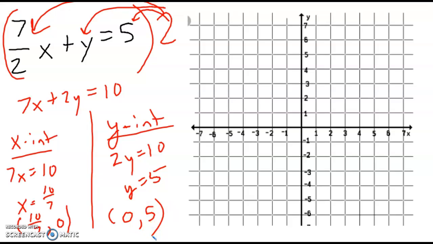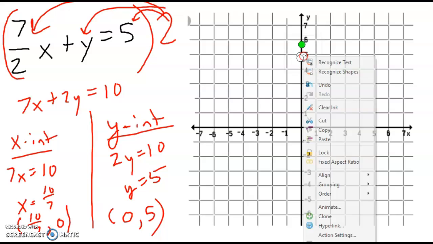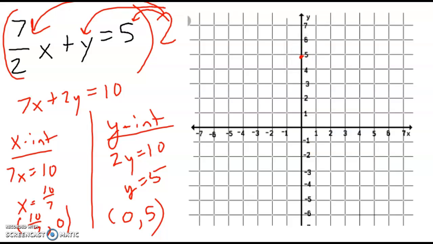That one's much easier to plot. So we're going to start by putting a point at (0, 5). And then we also need to put a point at 10 sevenths. Some of you may wonder, well, what does 10 sevenths look like? I know that 10 sevenths is more than 1, and if you think about changing that to a decimal, it's a little bit more than 1.4, but less than 1.5. So you're going to kind of eyeball 1.4 or 10 sevenths, which is about right here.